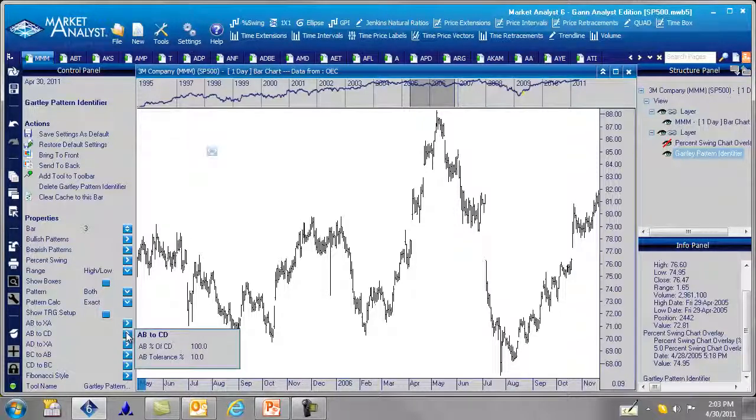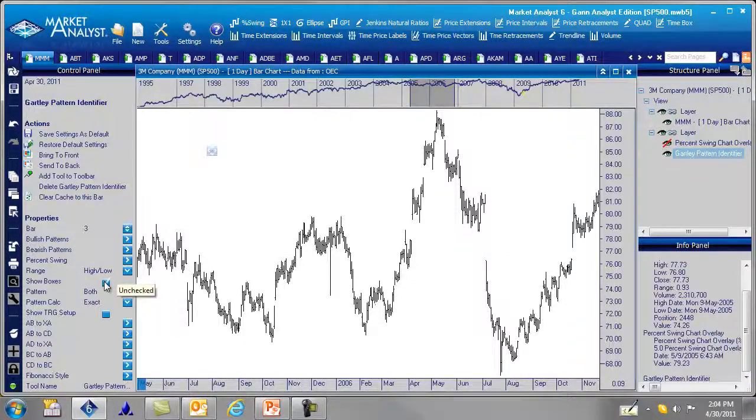Okay, so AB to CD is set to 10, AD to XA is set to 10% tolerance, and these last two, it doesn't matter. BC to AB, you can set that to 78.6 and set to 20%. And CD to BC, set that to 127%, set it at 20% tolerance. Those ones you could set to anything you want. It really doesn't matter. The two big ones, like I mentioned, AB to CD and AD to XA. Those are the most important ones.